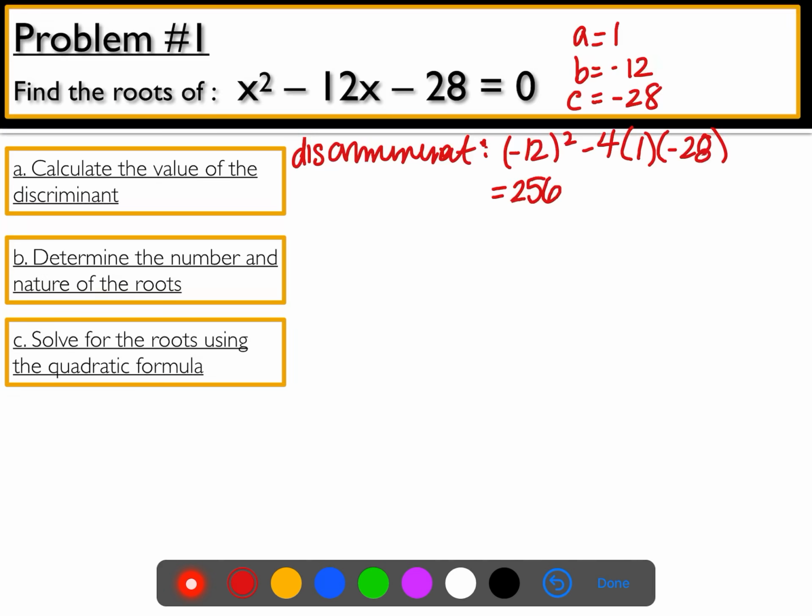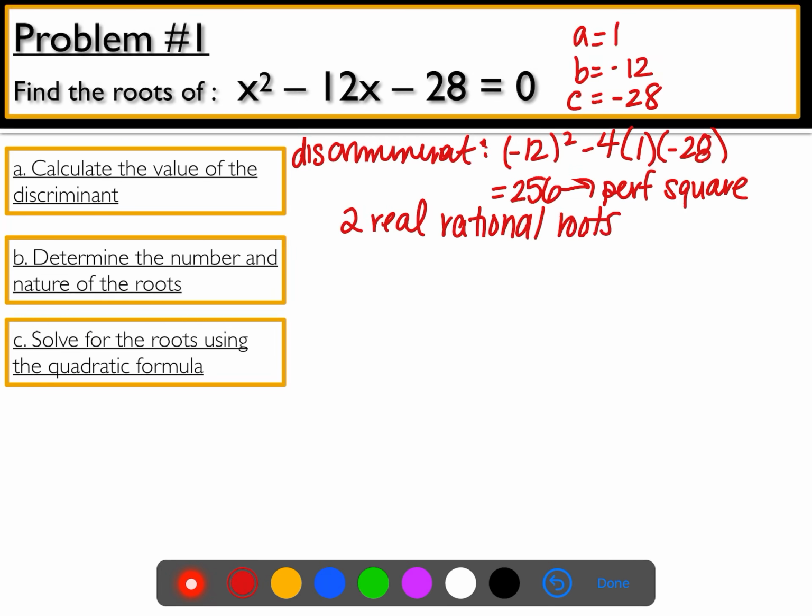And we get 256 as our discriminant. 256 is a perfect square. So that means we're going to have two real rational roots. Okay, so once I solve this whole formula, my roots are going to be two whole numbers. That's what that means.